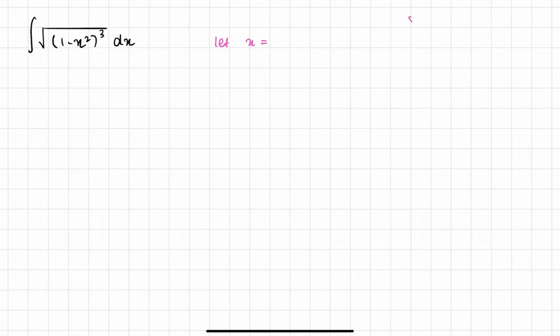The fact that sine squared plus cos squared is equal to 1, and if you move one of these guys to the other side, this is where that 1 minus something squared may pop up, right? 1 minus something squared. So I'm going to say x equals sine theta. Okay, that's what we're going to let x equal to.